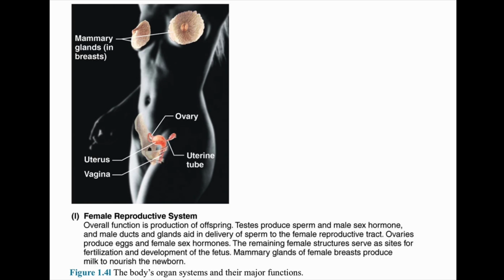The major organs of the female reproductive system are the ovaries, the uterine tubes, the uterus, the vagina, and the mammary glands. Functions of the female reproductive system are the production of female sex cells known as oocytes and hormones such as progesterone and estrogen. It will support the developing embryo from conception to delivery, and the mammary glands will provide milk to nourish a newborn infant.